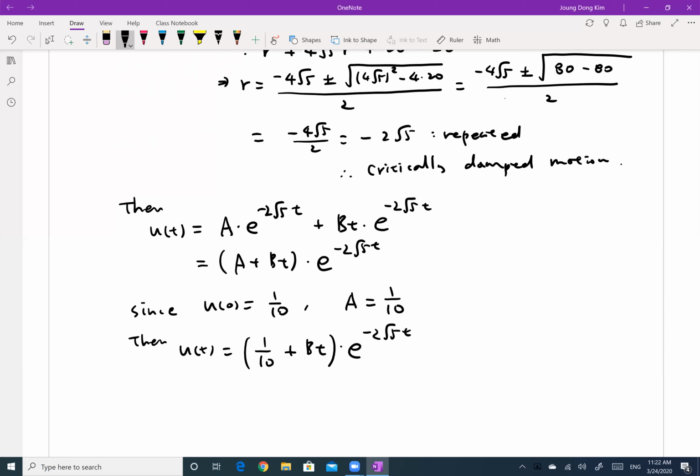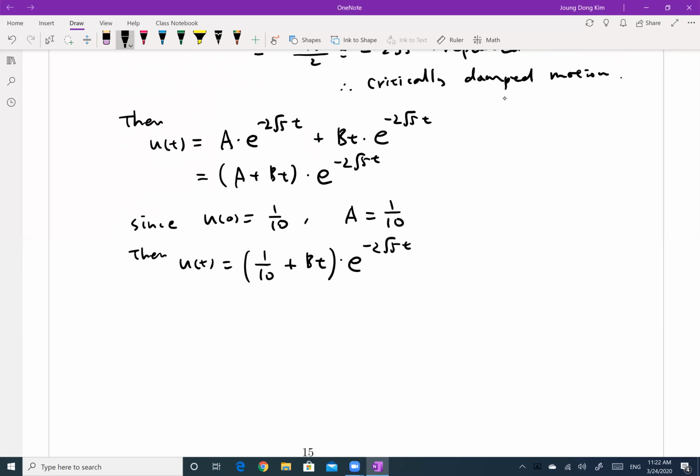Then to find B, we need to use the second initial condition, which involves u prime. To do so, we need u prime, which must use the product rule, with this part and this one. Let me do the product rule: 1 over 10 prime equals 0, and B t prime is B.